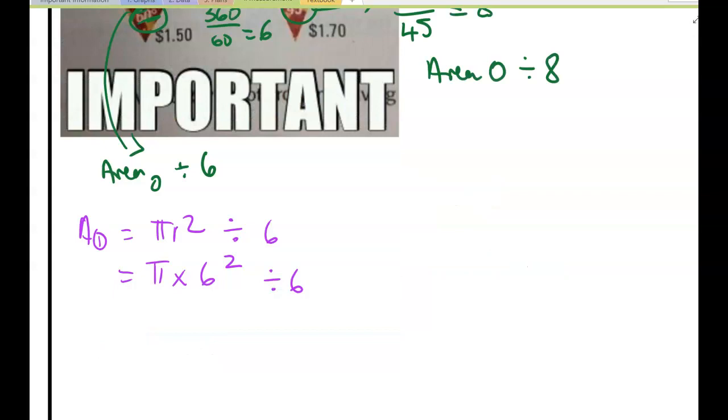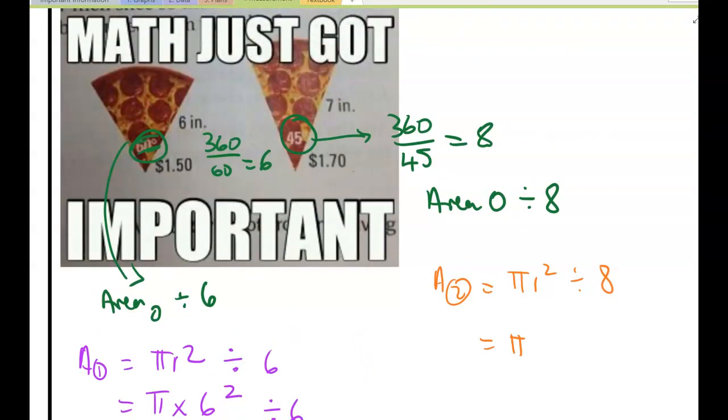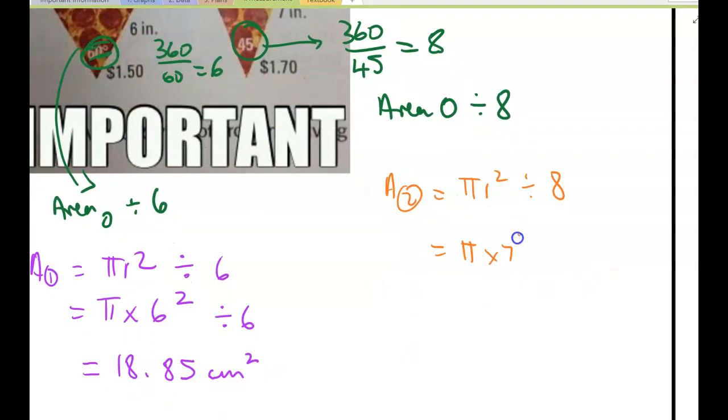So pi times 6 squared, and then we divide by 6 because it's 1/6 of a pizza. One piece represents 1/6. So that's about 18.85 centimetres squared. And then the second piece of pizza is dividing by 8, but the radius is 7 inches. So times by 7 squared. And then we divide by 8 because it's 1/8 of a pizza.